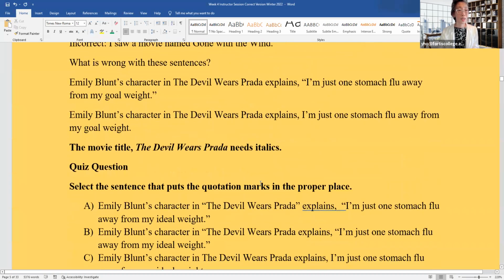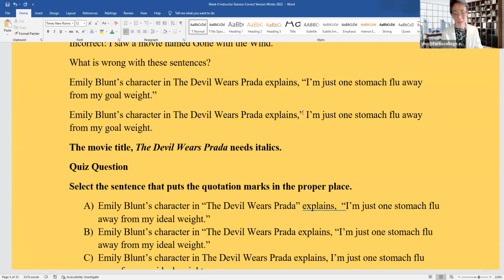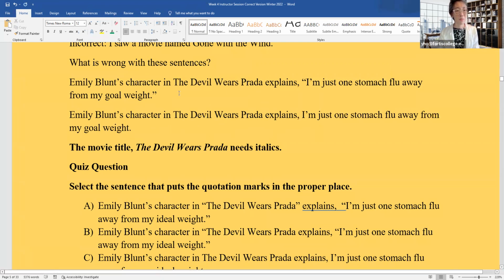So here would be on your quiz, what is wrong with these sentences? Emily Blunt's character in The Devil Wears Prada explains, "I'm just one stomach flu away from my goal weight." And so here, this is correct, so the dialogue is totally correct. But then here, The Devil Wears Prada needs to be italicized. And because The Devil Wears Prada is not italicized, this is not a correct sentence. Here, Emily Blunt's character, once again, same thing. The movie title is not italicized, and we're missing a beginning quotation mark.